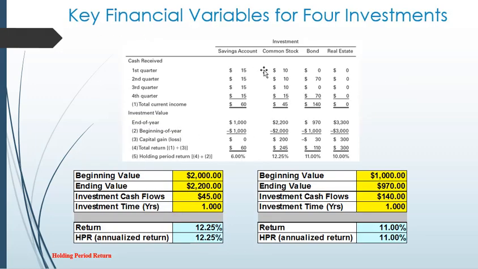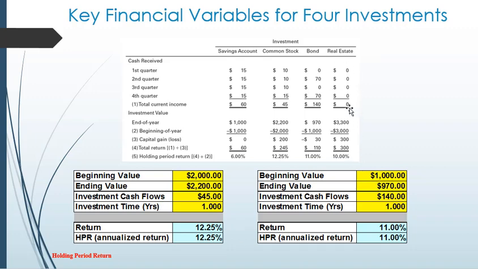So here are 4 examples, if you will. Here is an investment. We started off at $2,000. We'll do the common stock, right? The ending value is $2,200. So we have a $200 capital gain. And over this time frame, we earned $45. So the investment time was a year. So in this case, the return is 12.25. And of course, the holding period return is also 12.25 because it's a 1-year holding period.